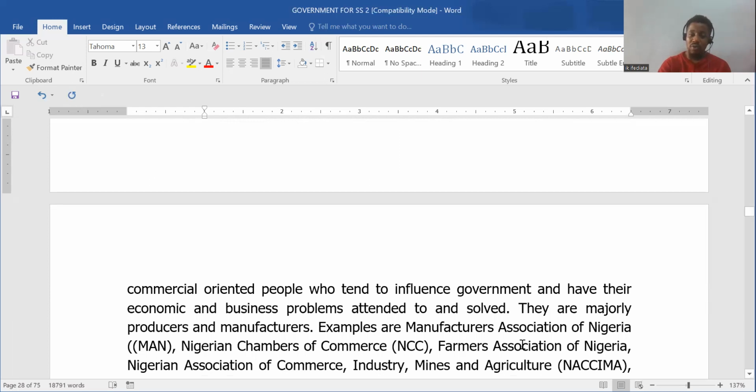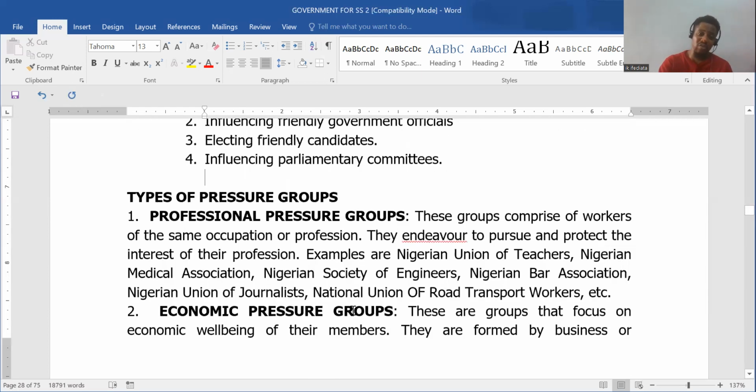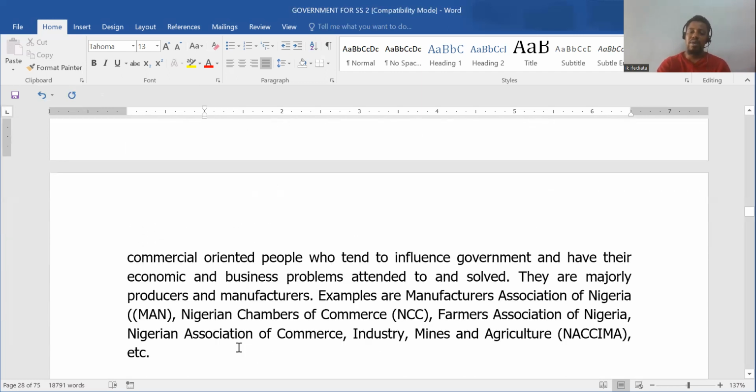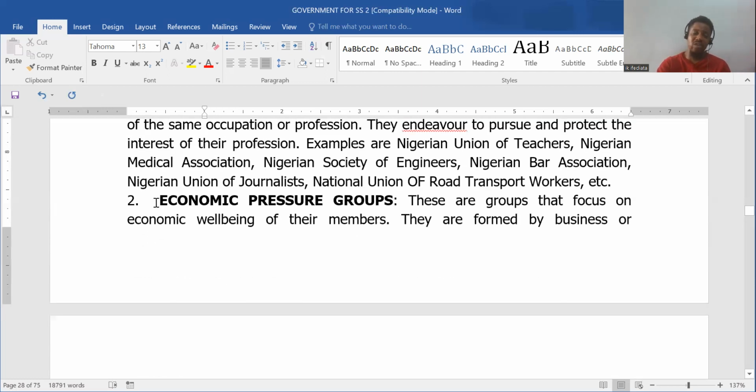So the economic welfare, if you look carefully, these professionals, now here, this one is built on your profession. Are you getting me? So if you're a lecturer, you join ASUU. If you're a lawyer, you join NBA. But this one is on the economic well-being of their members because most of the people here are into production.